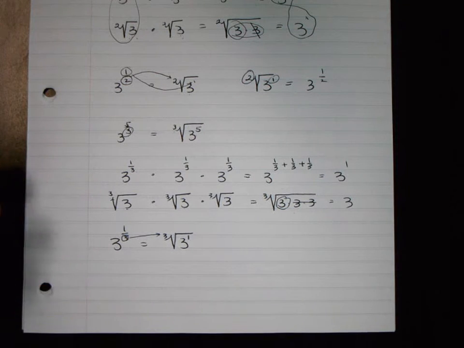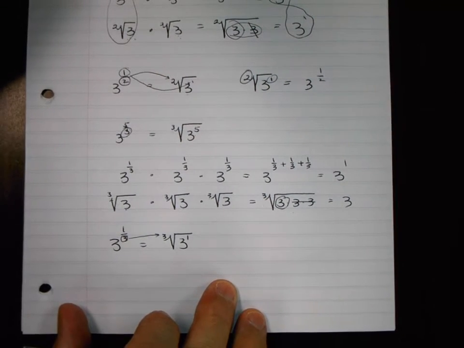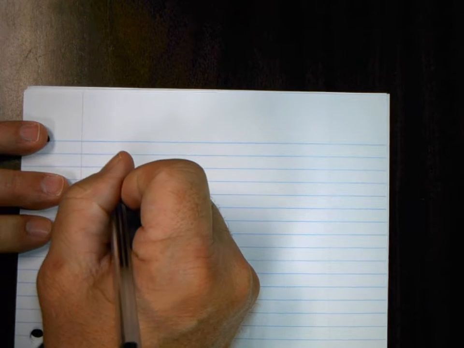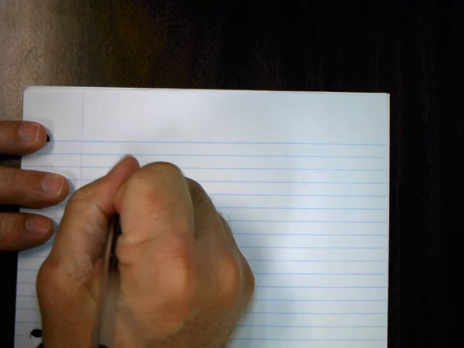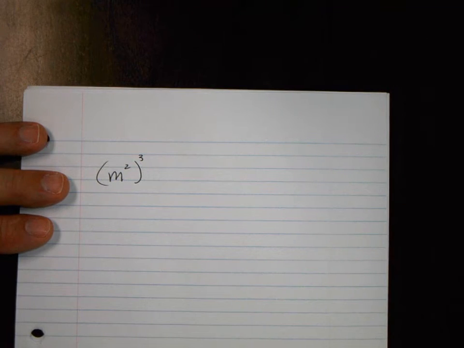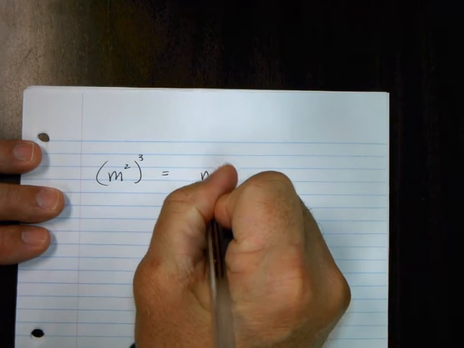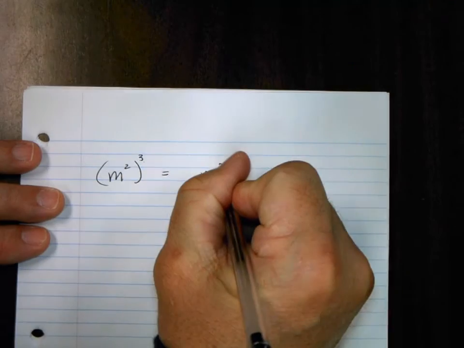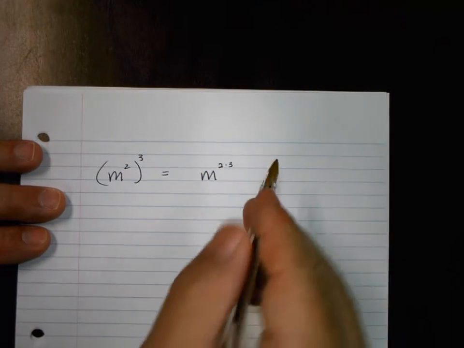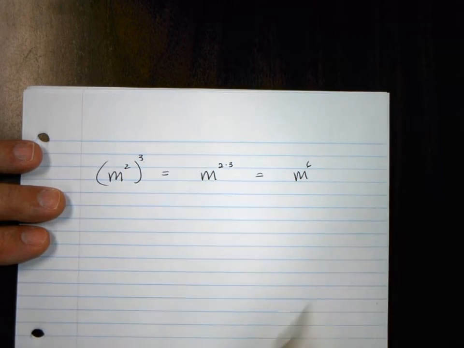Okay, now let's go a step further and let's talk about the next exponent rule, which again should be hopefully pretty easy for you guys. If we have, let's take a letter this time, m squared raised to the third power, well, that equals m to the 2 times 3. In this case, when you raise a power to a power, you multiply. So it's m to the 6th.